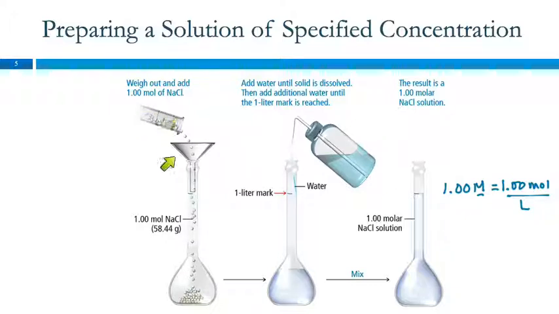Getting the solid into this flask can be a little tricky because you want to get all of it in there, and you've got this really narrow neck. A funnel can be very, very helpful. Then we add some water, and we get the solid to dissolve.